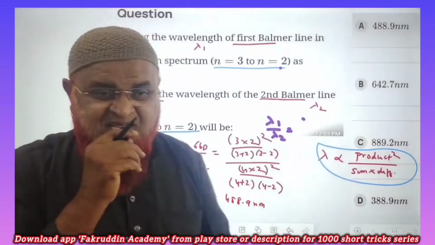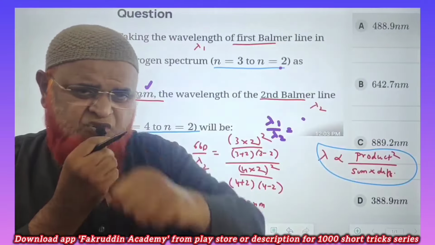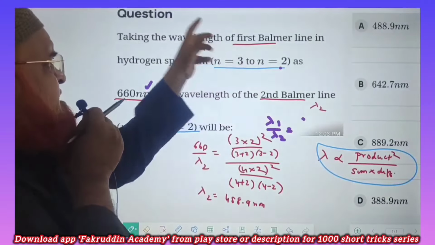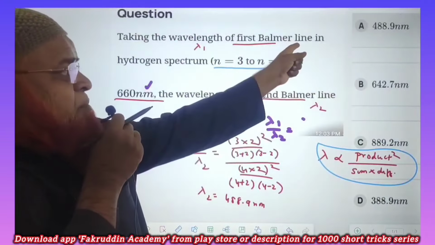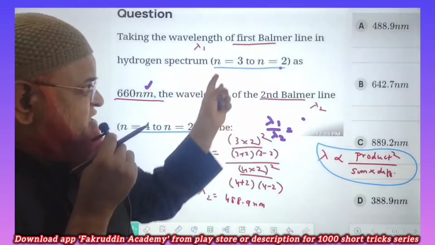Okay. Friends, see the lengthy methods given in the books. Not necessary. I've got a shortcut for you. It is a case of wavelength ratios of the Balmer series, whose transition is from n equal to 2 to 3, 3 to 2.